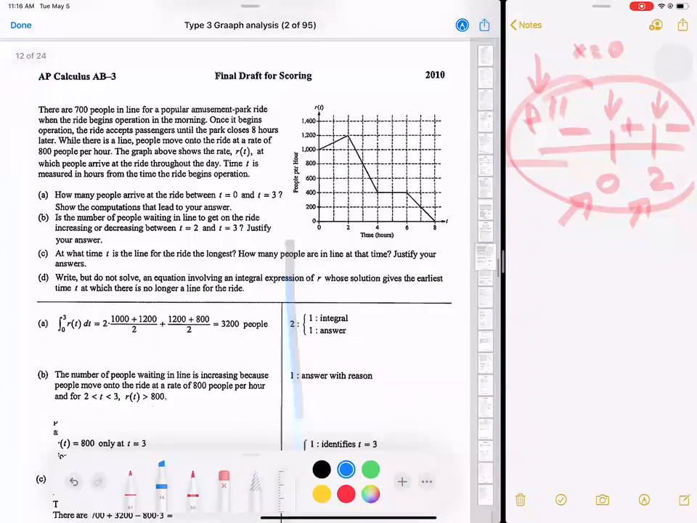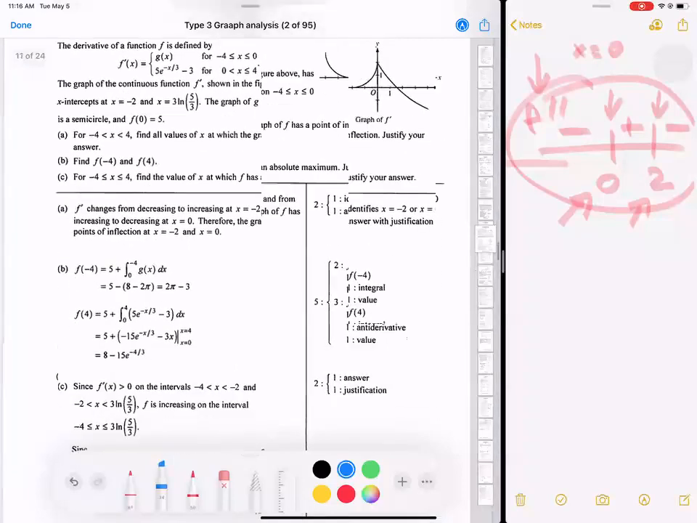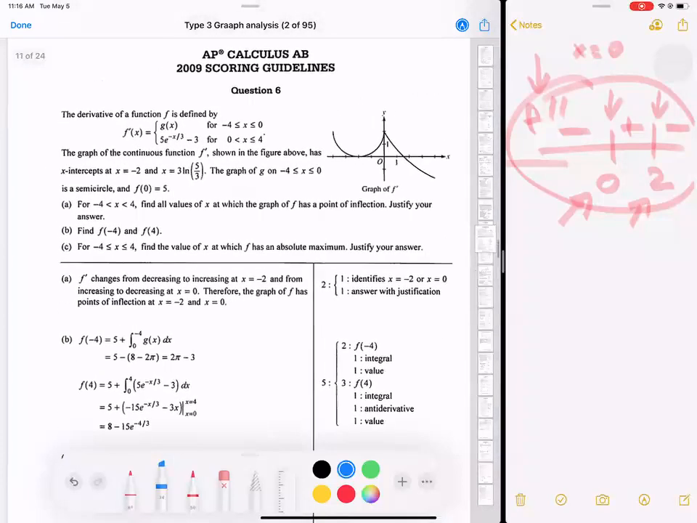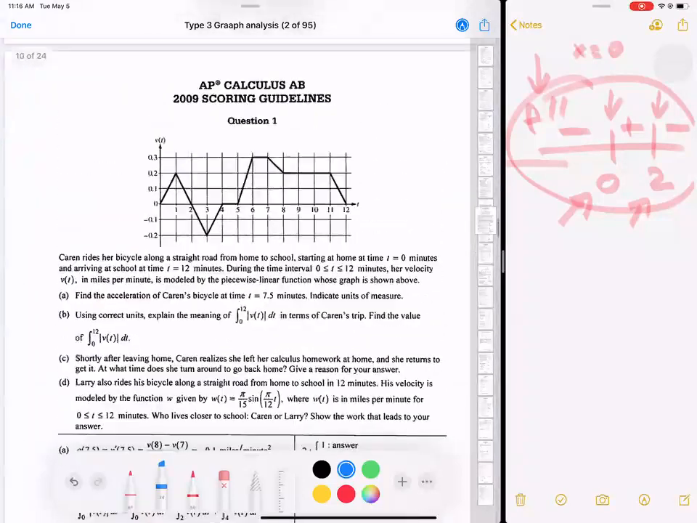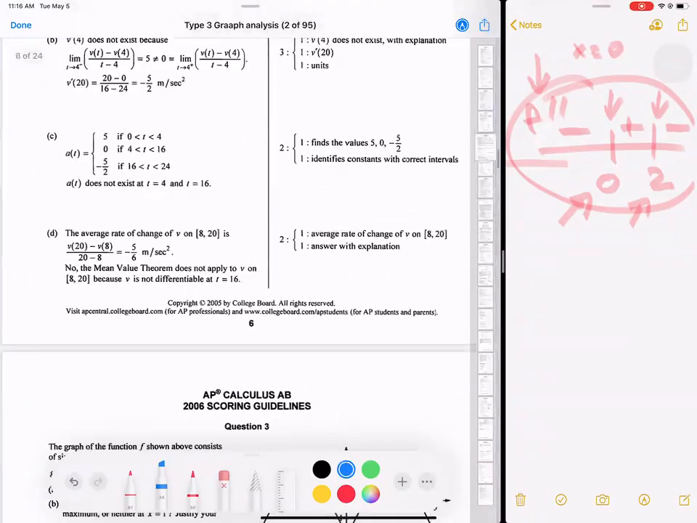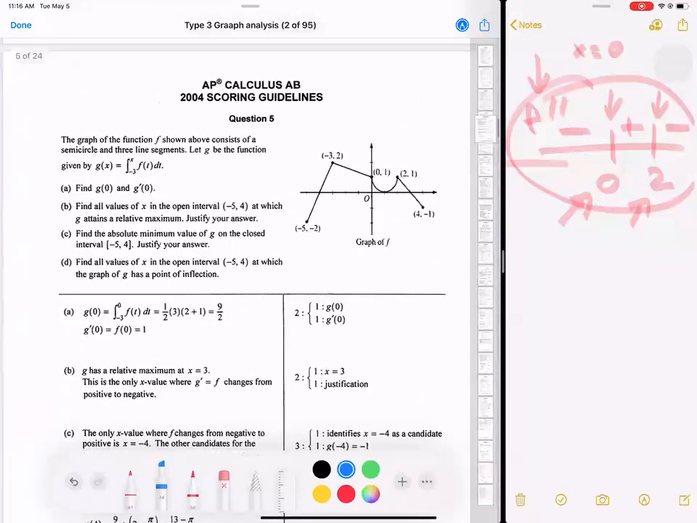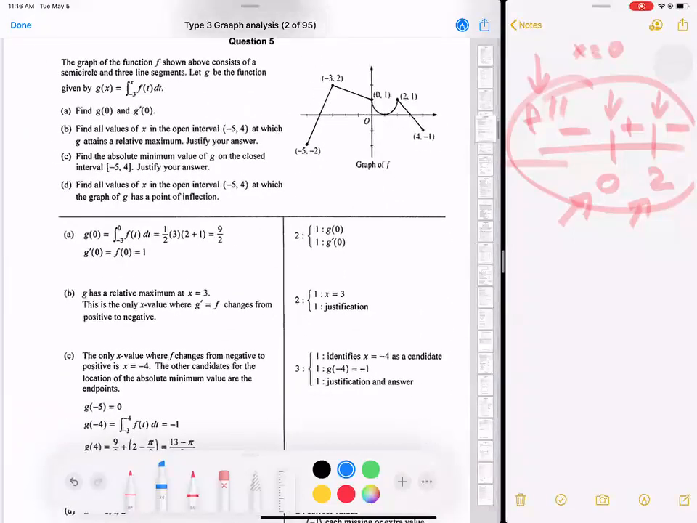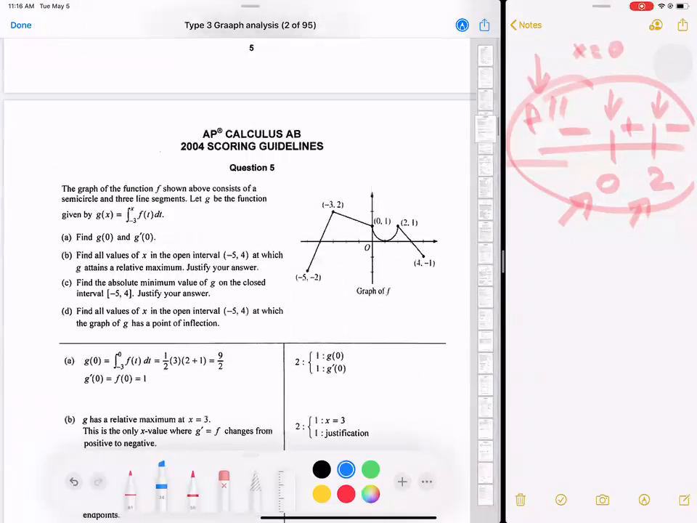I lost that one. Oh no. You got, whoops, not this one. Jump pages. There's so many pages here. They all look the same.